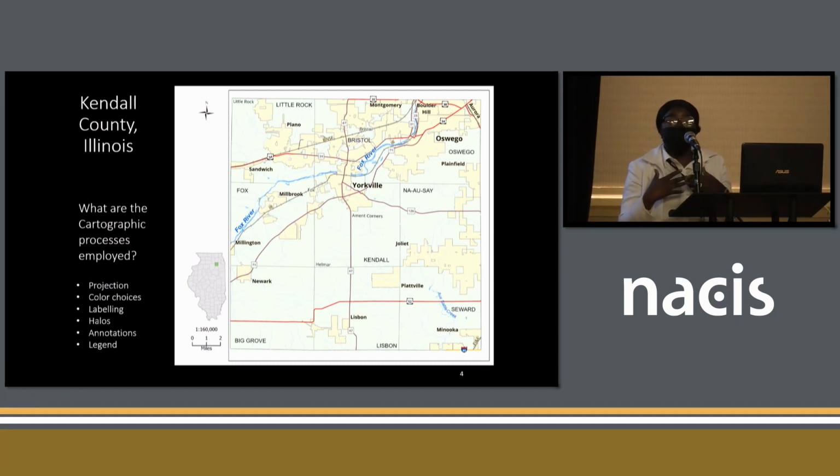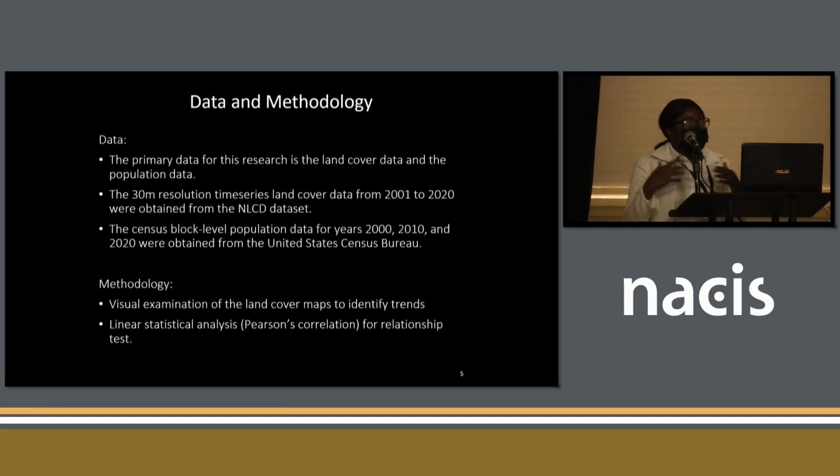I also used the correct projection to ensure minimal distortion, and I used the Albers projection for that. I also used annotation so that my labelings are well positioned, and I used halos where necessary to ensure contrast. Moving to data and methodology, the primary data used for this research is land cover data from NLCD, and I also used census block level population data for the years 2000, 2010, and 2020, which I obtained from the US Census Bureau.